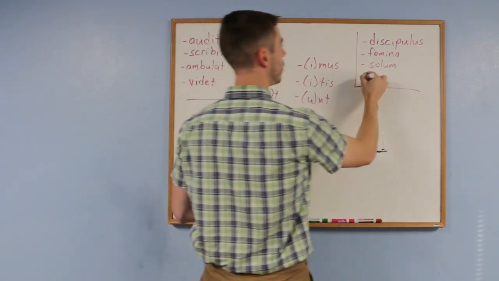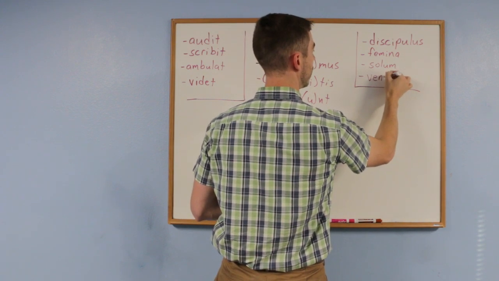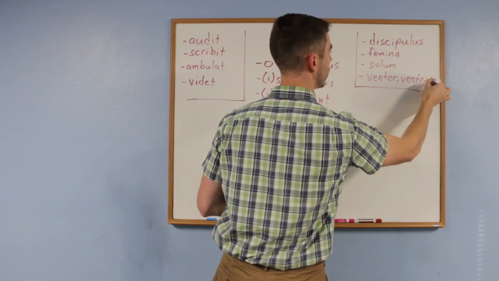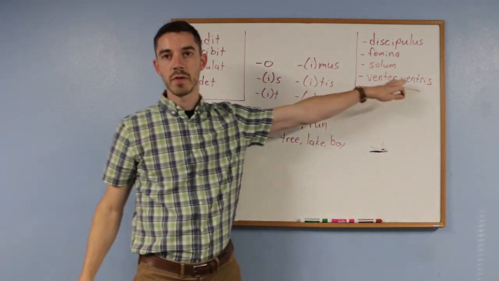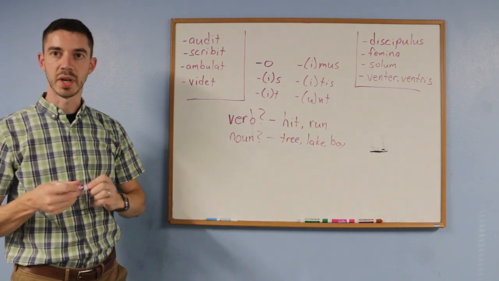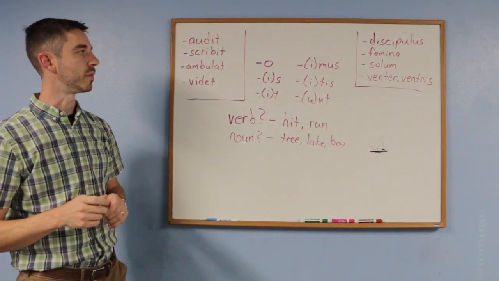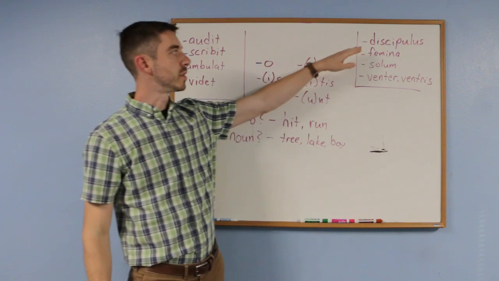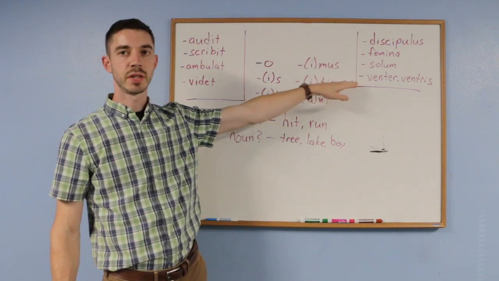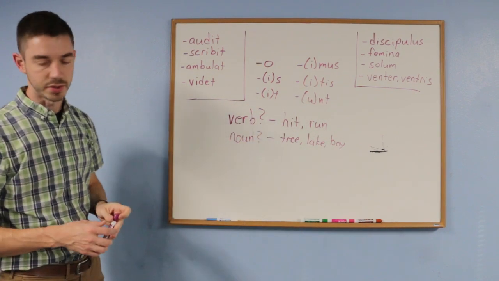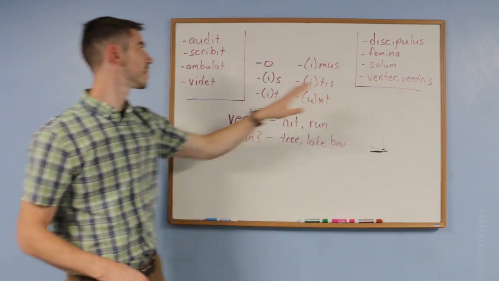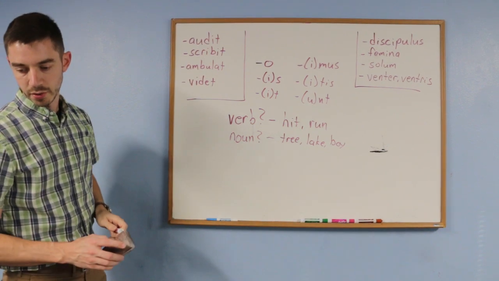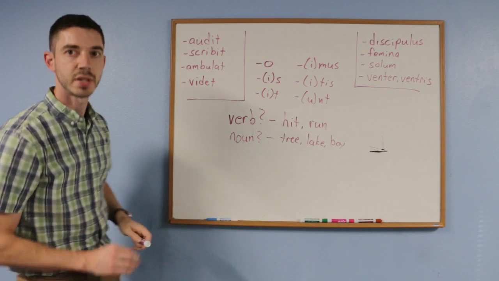And then we have venter, and I'm going to write the genitive too because it's different. Venter ventris, remember that means stomach. It's one of our words that we learned last year. So these are all persons, places, or things. So those are nouns, okay? So we have nouns and we have verbs, okay?